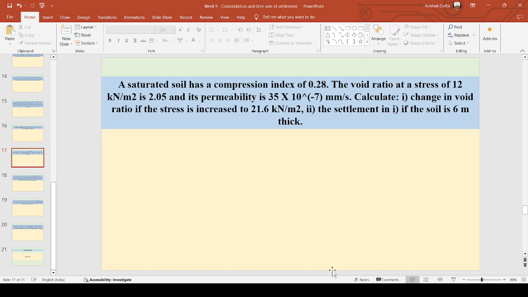Sir, permeability is 35 or 3.5, sir? 35, 35. 35 into 10 to the power minus 7. Okay, sir. Okay.